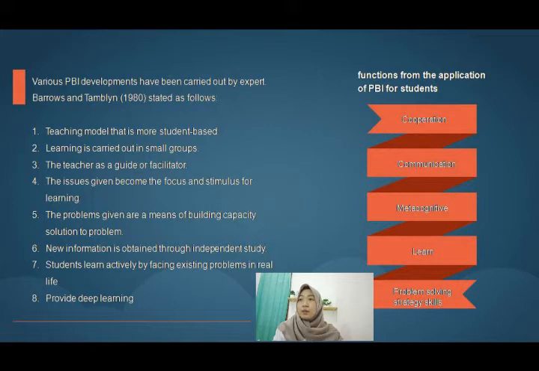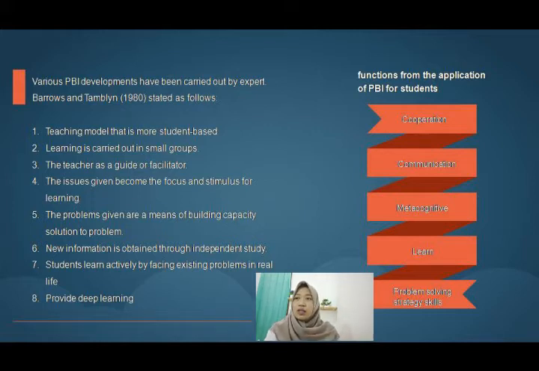Next, the problem given is a means for building capacity for solving problems. The new information is obtained through independent study, with the student as a subject after learning. The next is students learn actively by facing existing problems in real life rather than being patronized. And the last is to provide deep learning.